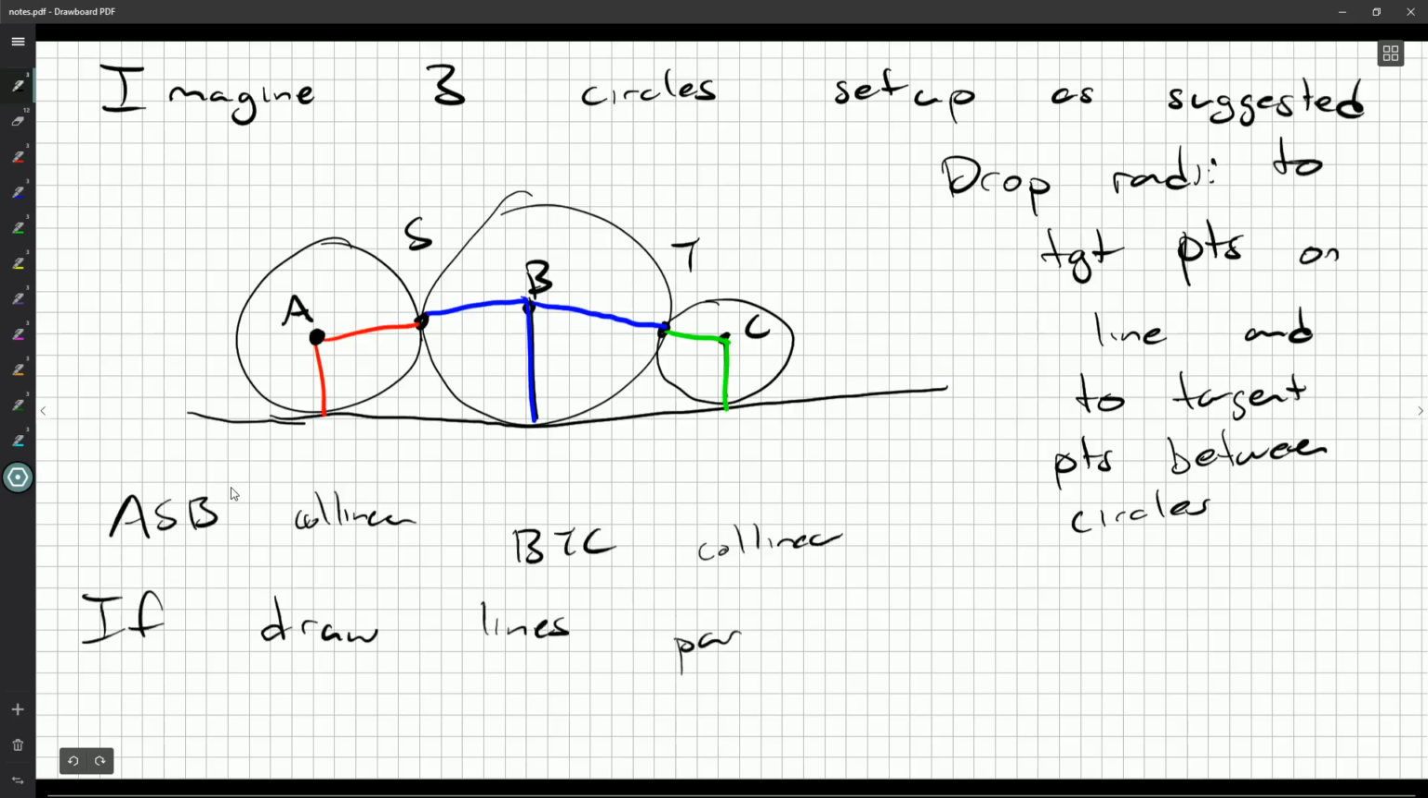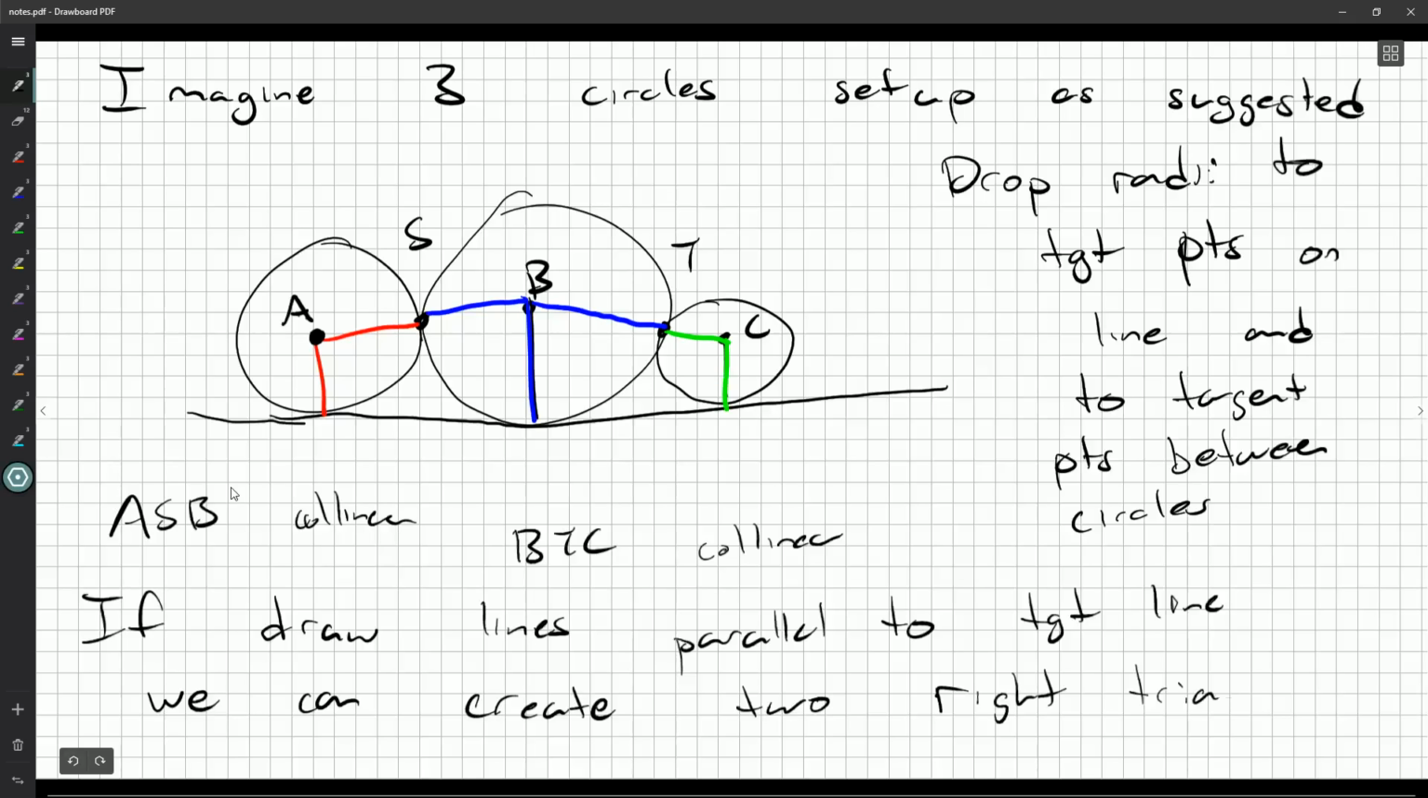If we draw lines parallel to the tangent line, we can create two right triangles. Now, I know which one is going to be the longer side if I know that, for example, we've got R3 here and R1 here. I'm guaranteed to say, well, it's going to have to cut across like this. Although, again, that really doesn't matter because all we've been dealing with so far are these squares.